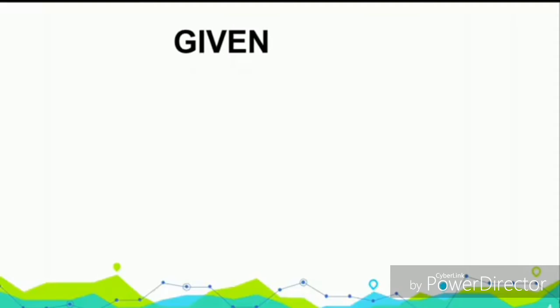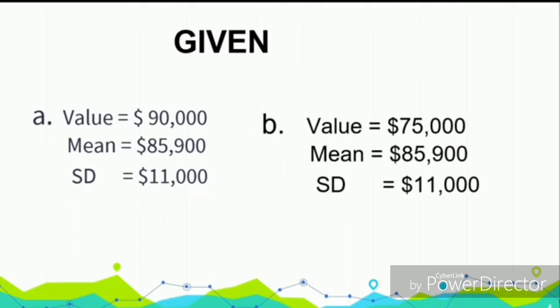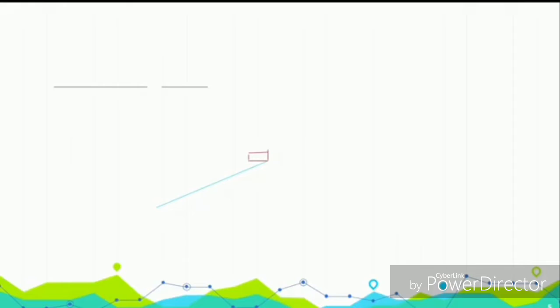Here are the given. Letter A: value is equal to $90,000, mean is equal to $85,900, standard deviation is equal to $11,000. And for letter B: value is equal to $75,000, mean is equal to $85,900, and standard deviation is equal to $11,000. So let's first answer letter A.